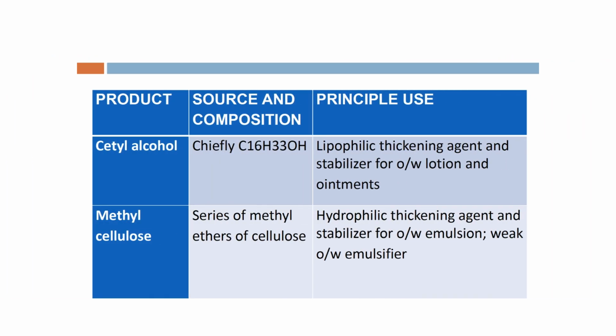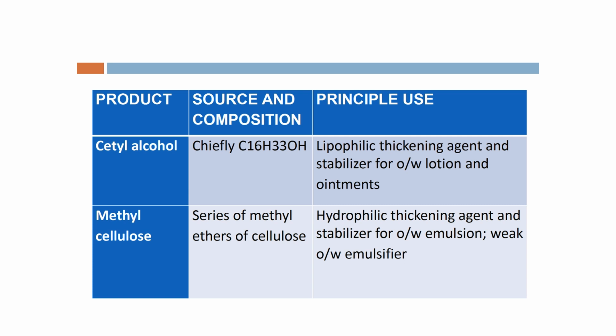Let's look at some specific products and their uses. Here's a table. Product: source/composition. Principal use: cetyl alcohol, chiefly C16H33OH. Lipophilic thickening agent and stabilizer for OW lotions and ointments.